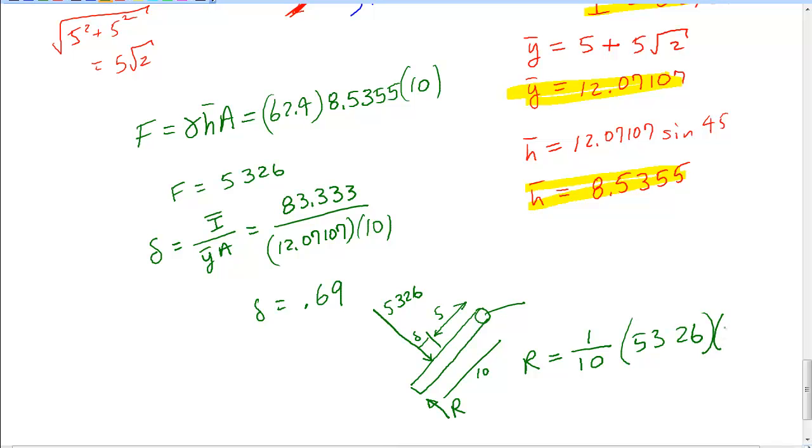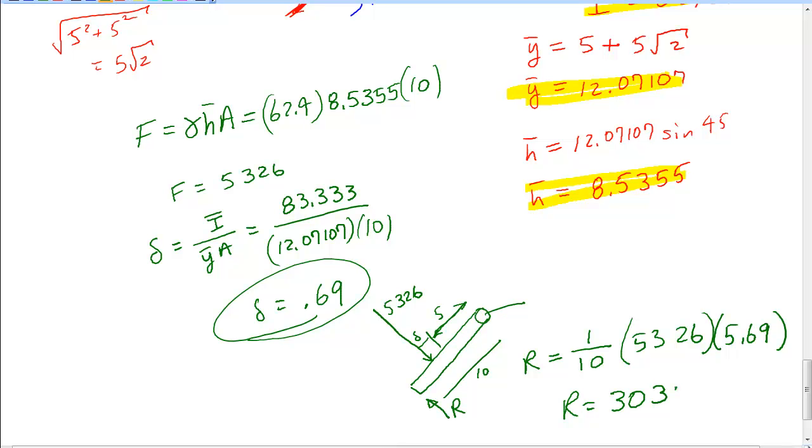5326 times 5.69. Where'd the 69 come from? Right there. Where'd the 5 come from? Distance down to the centroid. So 5326 divided by 10 times 5.69, roughly, the reaction load is roughly 30,0.5.